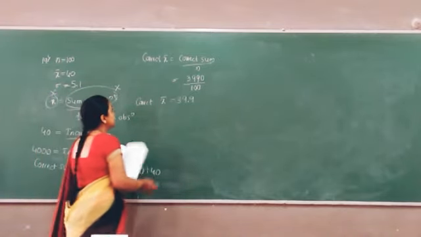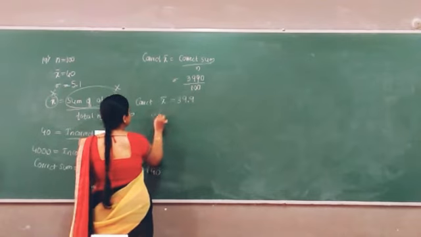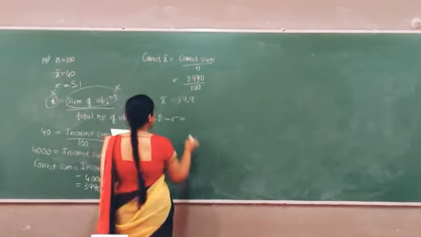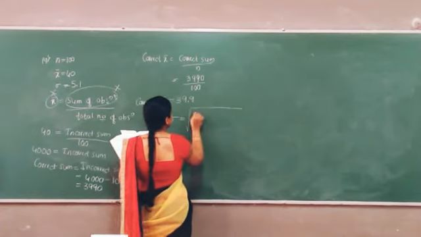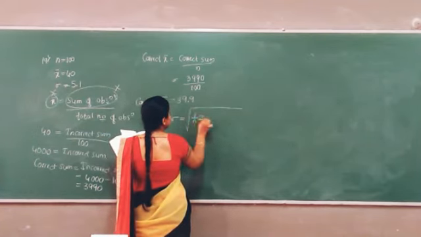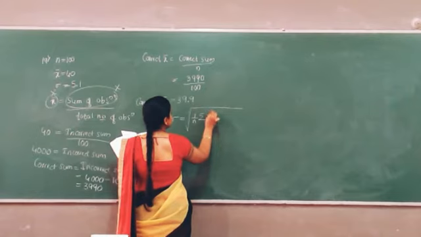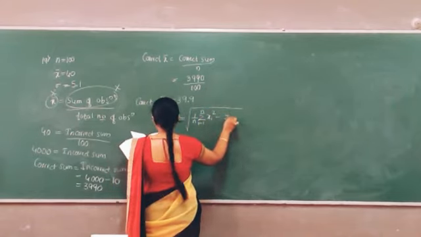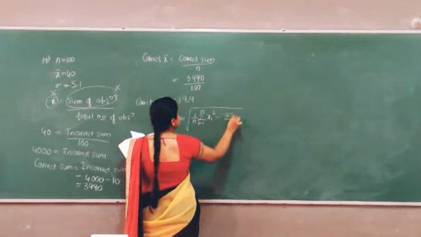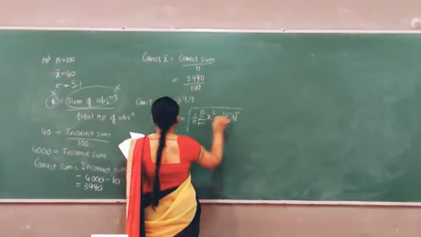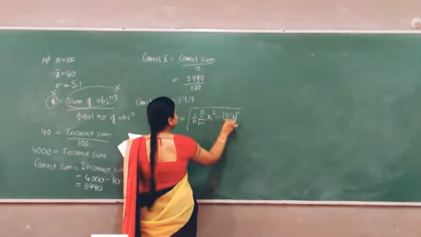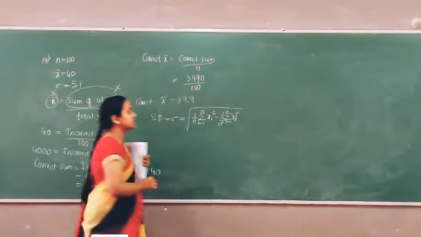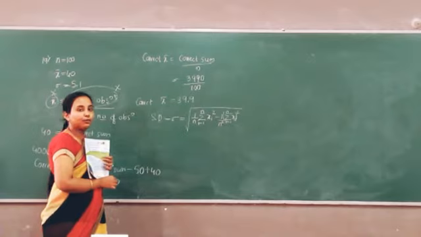So let us first write the standard deviation formula. Standard deviation, SD or sigma, is equal to the square root of 1 upon n summation of xi square, where i goes from 1 to n, minus, summation of xi whole square, where i goes from 1 to n, 1 divided by n square. This is our standard deviation formula.